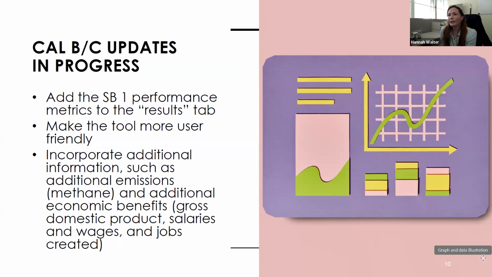And some of the things that we're adding are we're adding a specific results tab. Well, we already have a results tab, but we're adding to it the SB1 metrics in an easier to use form. So right now you kind of have to know where to go in the model to get the outputs that you would use for SB1. So we're trying to make it easier for people to use for that. So we're adding a specific section where people can just go to that section and find the outputs that they need for the SB1 performance metrics easily.